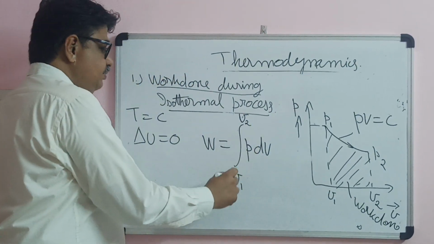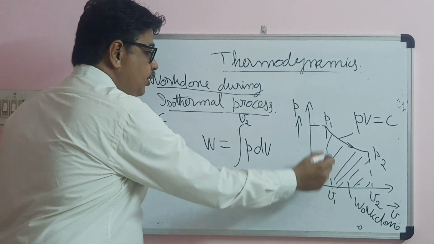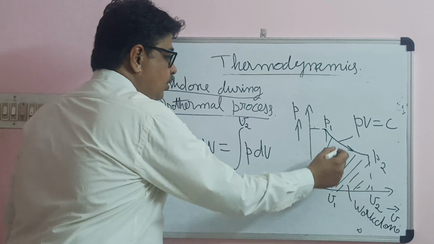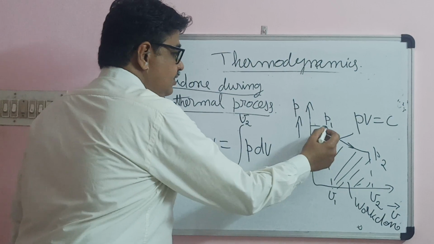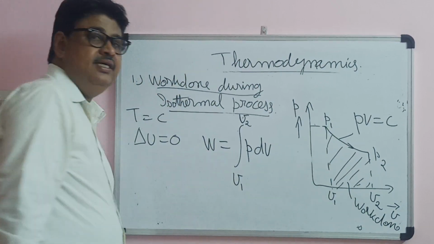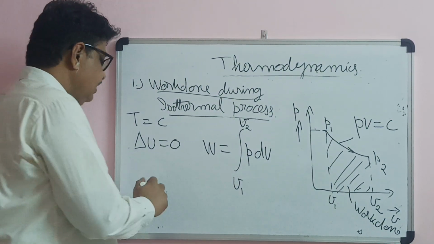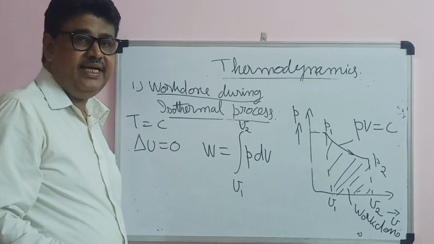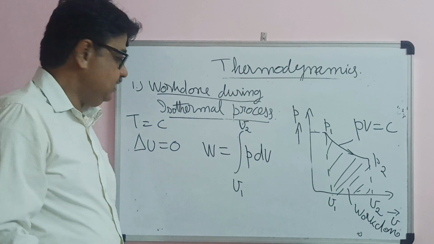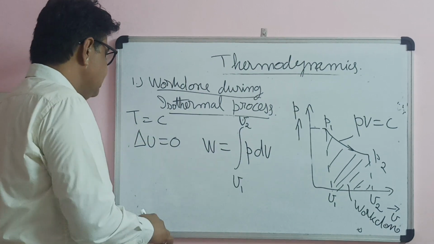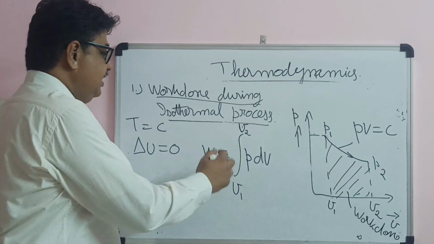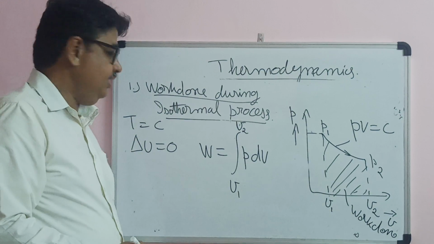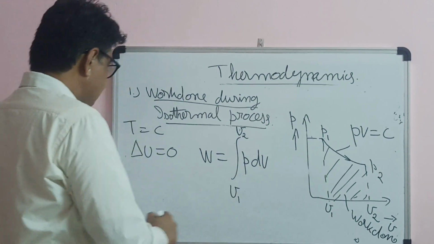The volume changes from initial volume V1 to final volume V2, where this is the work done, area under the curve. This area under the curve is the work done by the gas. So heat supplied to the gas is equal to work done by the gas, because the temperature remains constant, hence there is no change in internal energy. Let us derive the work done by the gas.